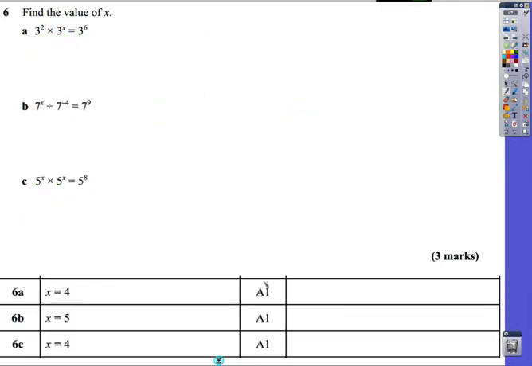Okay, question 6, mark scheme. Just a quick look at the mark scheme. Again, it's just accuracy marks. We won't get any method marks, so make sure you're accurate. So check your work. They're just worth 1 mark each. They're not going to give any method marks for that, so you need to watch out.